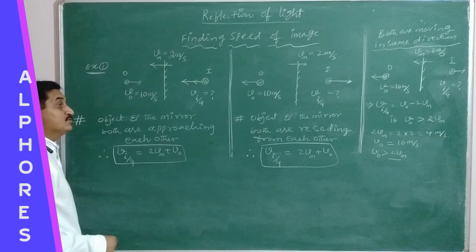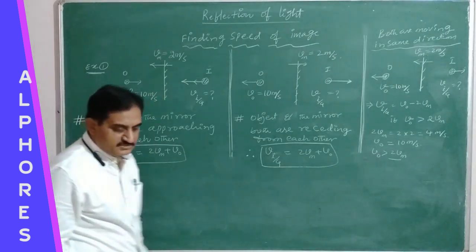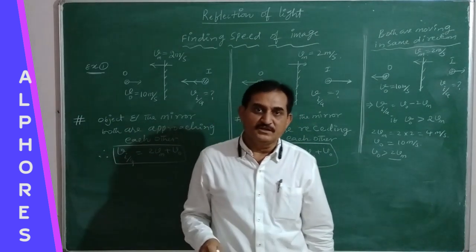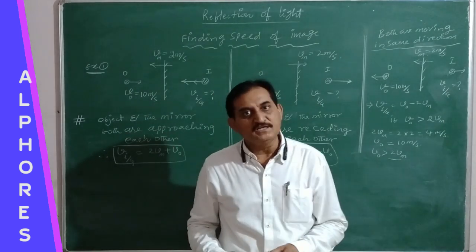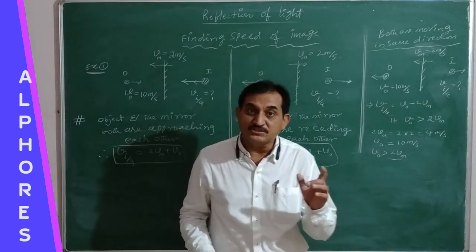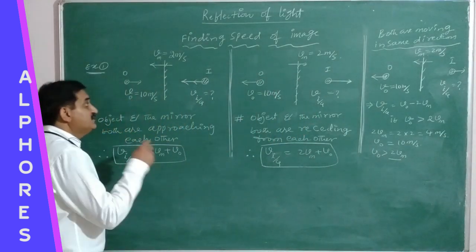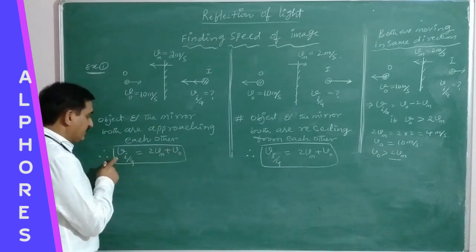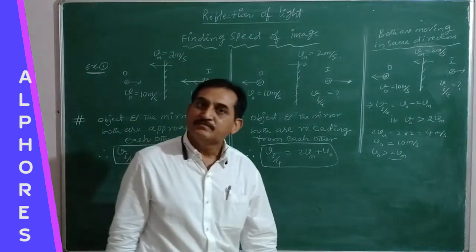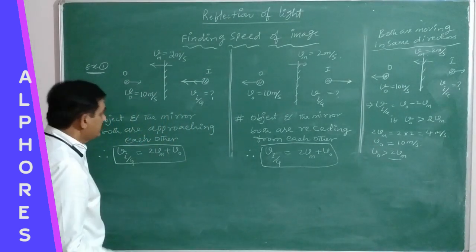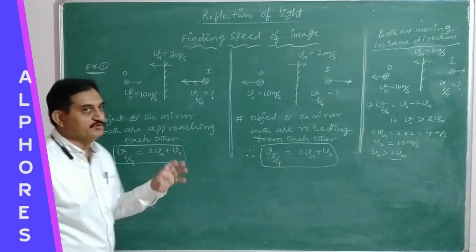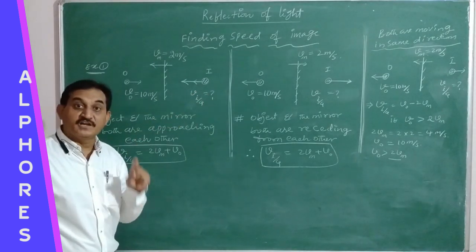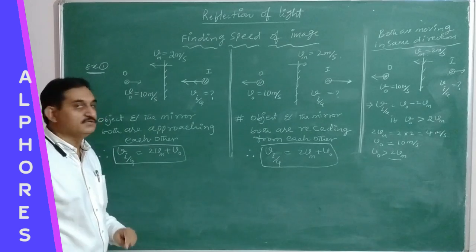Now in this case, the image speed obtained by motion of the object and the image speed obtained by motion of the plane mirror, these two speeds will add up to get the final speed of the image formed by the plane mirror. We already discussed this, but keep in mind, it's a very important note: we are finding this image speed with respect to ground. Why with respect to ground?